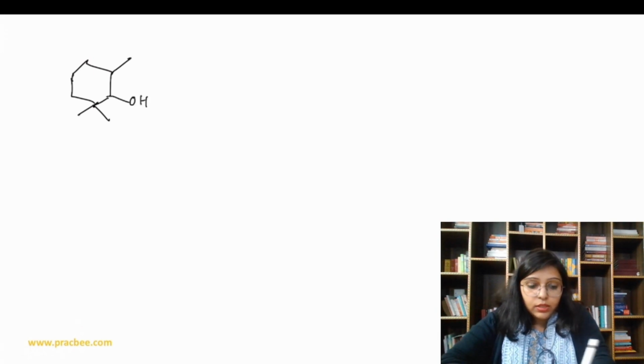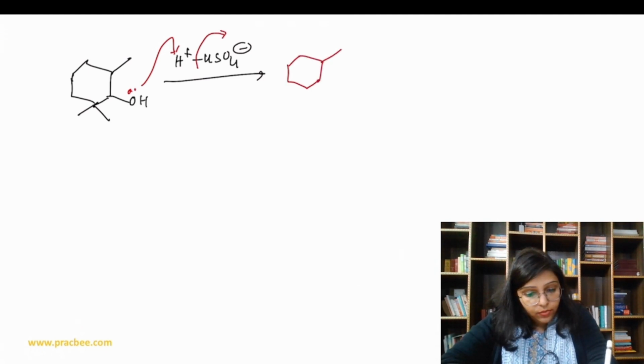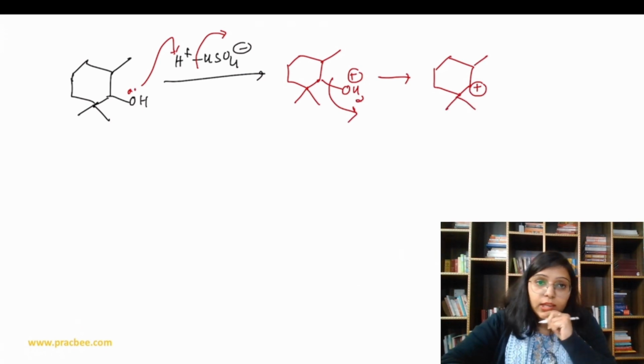So we have this. Let me write here 2 methyl, here 1 methyl, and here we have OH. Okay, so first H plus and HSO4 minus. Now what are we going to do? The oxygen lone pair attacks this H plus, HSO4 leaves, and we have OH2 positive formation. Now on removing this, we get a 2 degree carbocation, right?